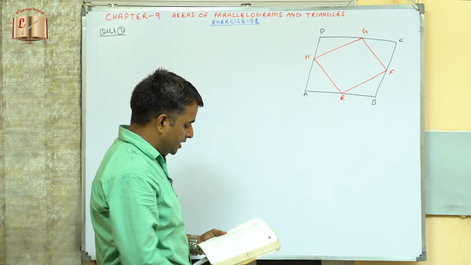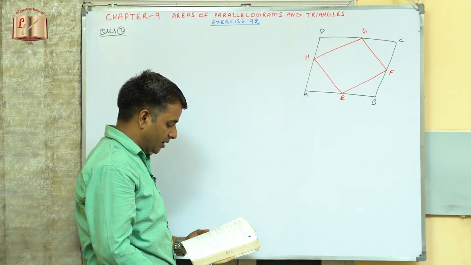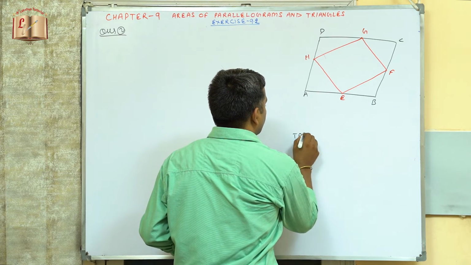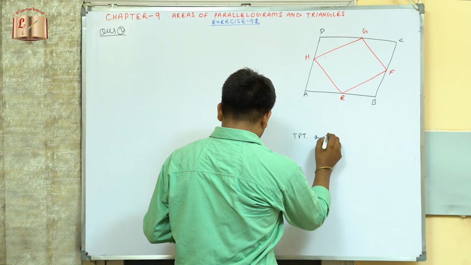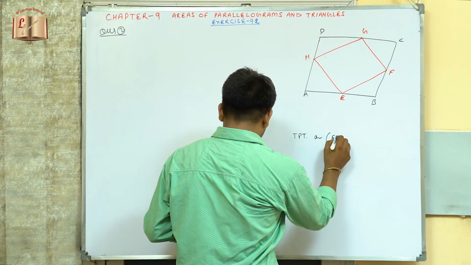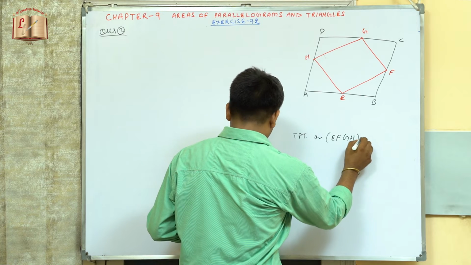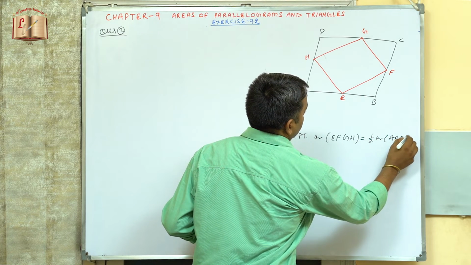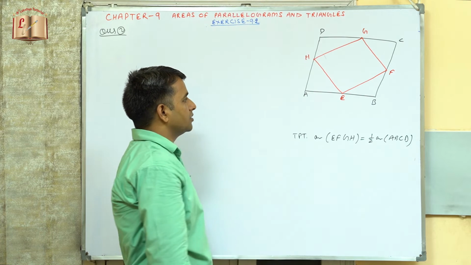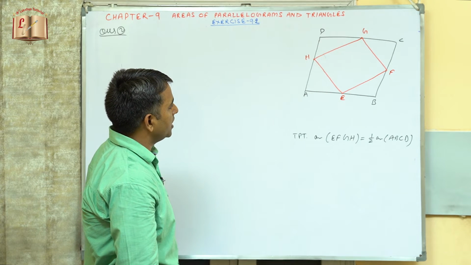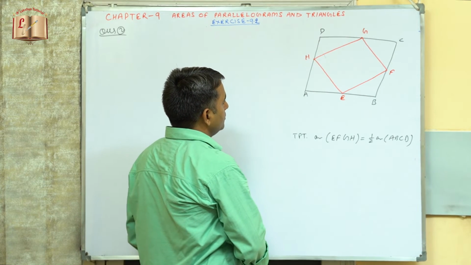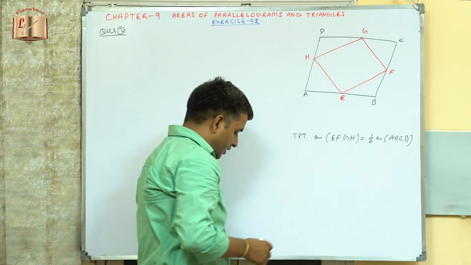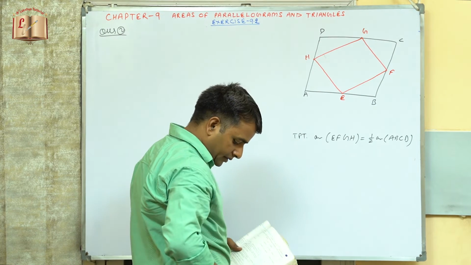Now E, F, G, H are respectively the midpoints of the sides of the parallelogram ABCD, and we need to prove that the area of EFGH is equal to half of the area of ABCD. So this area is equal to half of this area. This we need to prove. Now first of all we will join this diagonal.